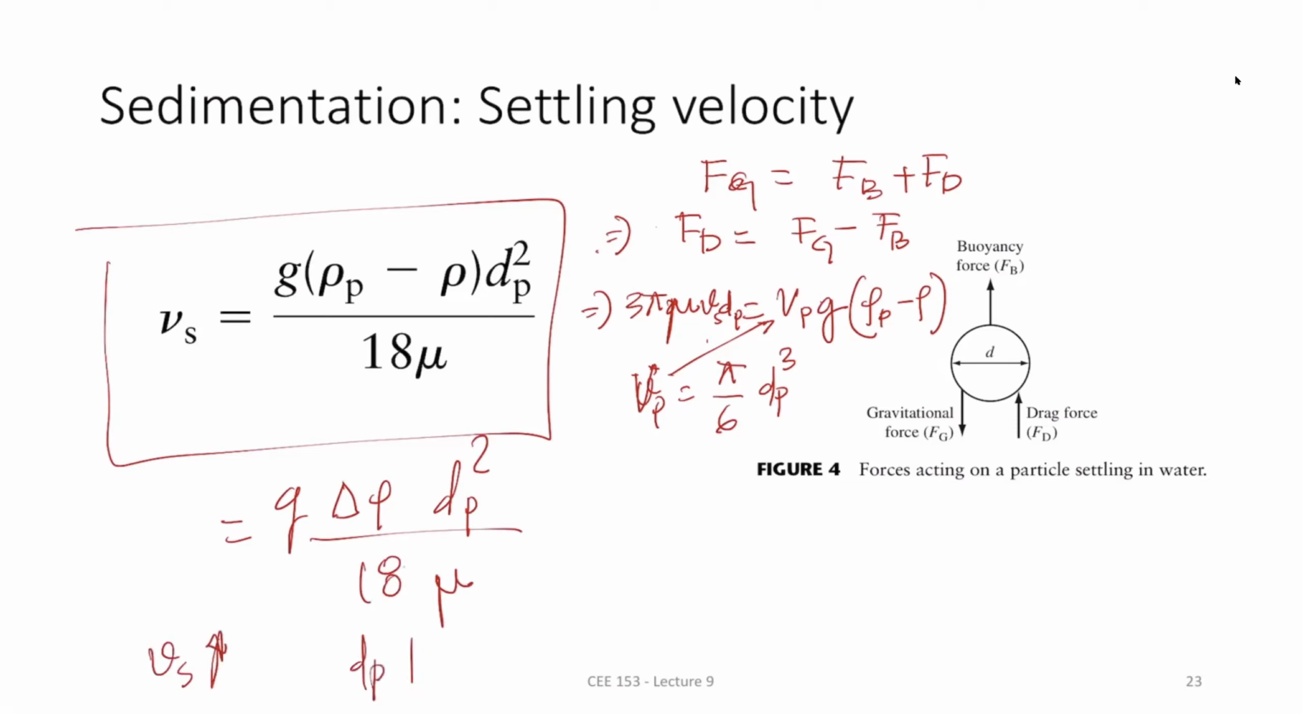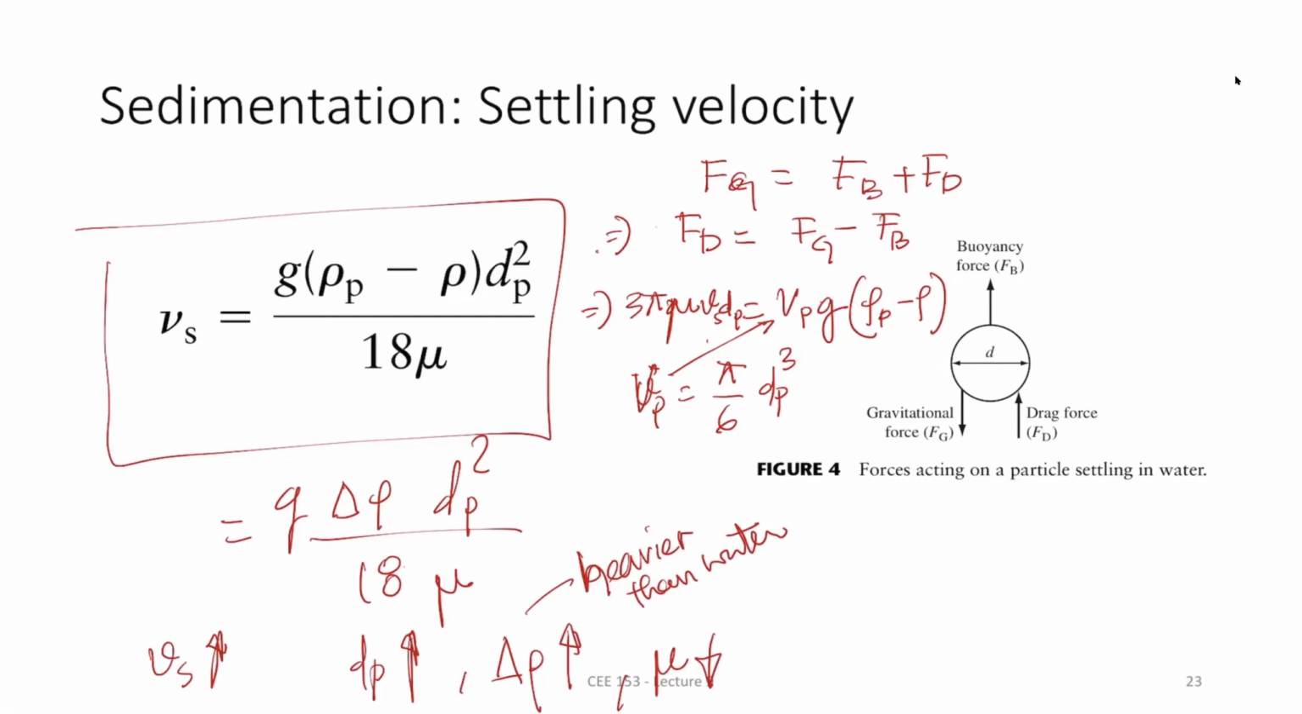If your dp increases, the larger the particle is, obviously it's going to settle faster, and the delta rho is higher. What does that mean? It's heavier than water. If it is lighter than water, obviously it can't settle. And also viscosity decreases, because if it's more viscous, then the friction will keep it floating. Okay, so that's basically how we can increase the velocity.